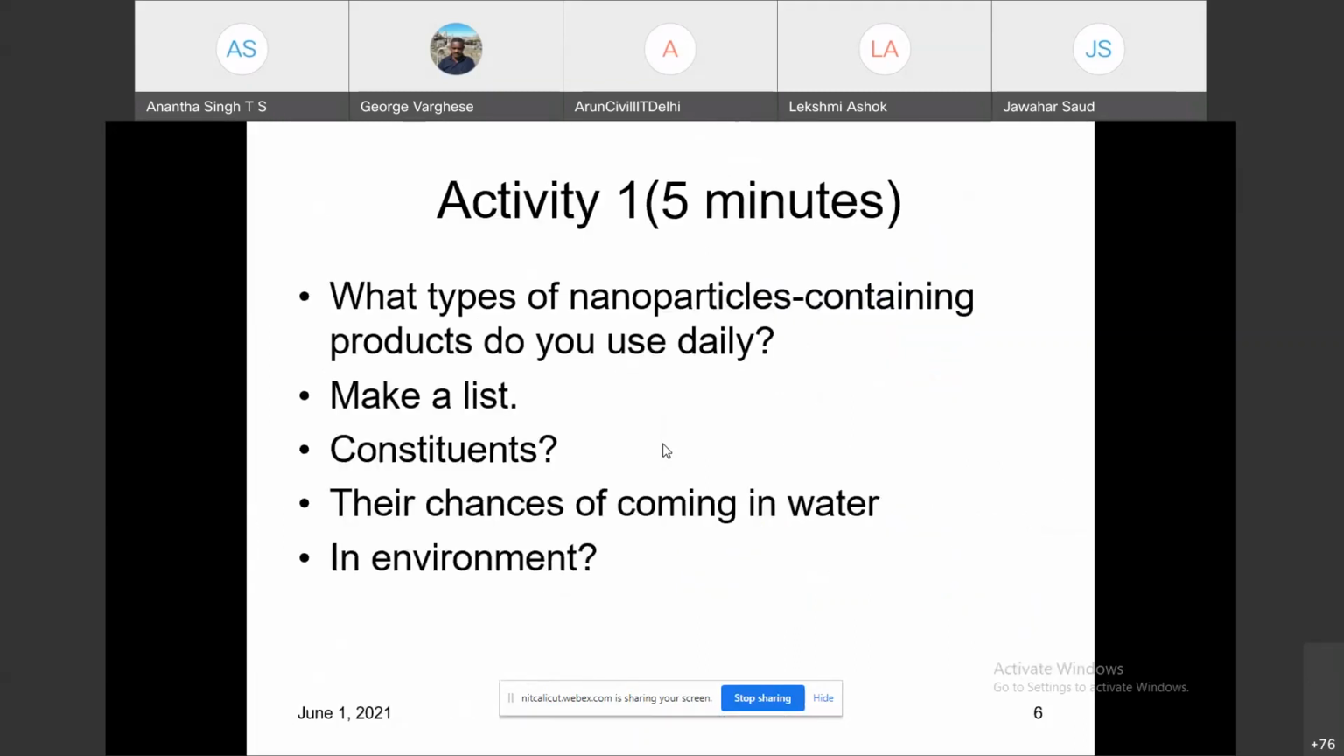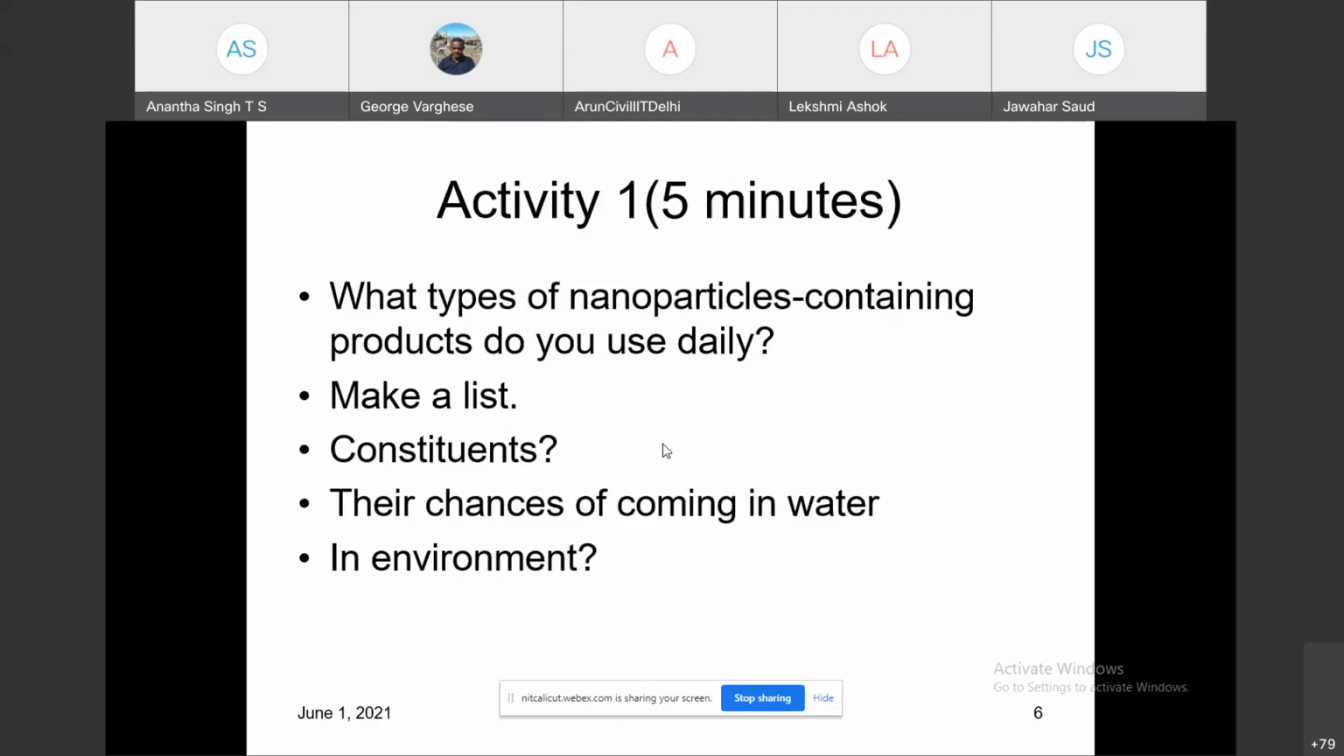So now this is your first activity. I'm sure you can relate to this. Every day we use so many products, for our personal care, our houses, our car, our garden, or in your wastewater treatment plant or any chemical industry. Whatever nanoparticles we use, what is the chance that they can come into our water or the air? What composition can you expect, what concentration will we be releasing into the environment, and what happens to the environment?